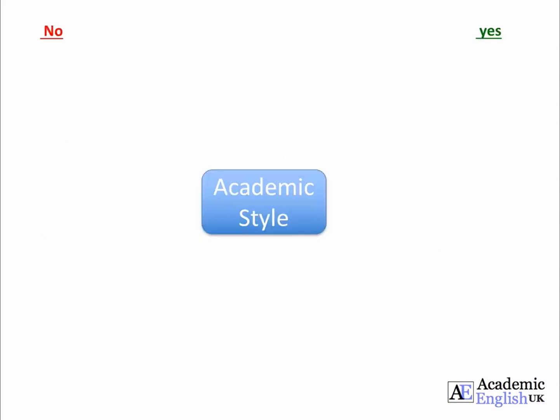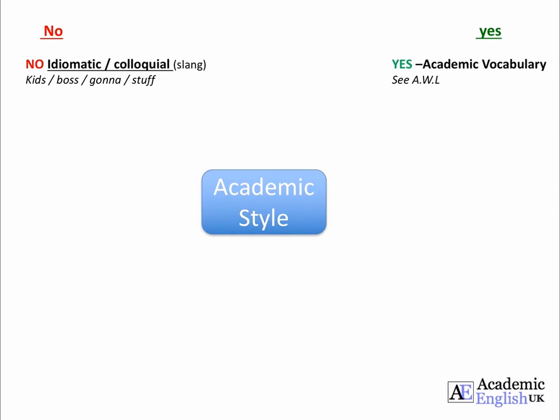So before we begin, I'd like you to think about what you should not do in academic writing and what you should do considering academic writing style. So to give you an example, no idiomatic or colloquial language should be used. And a yes would be academic vocabulary should be used, such as the academic word list. Pause this slide and see if you can think of 4 or 5 no's and 4 or 5 yeses.